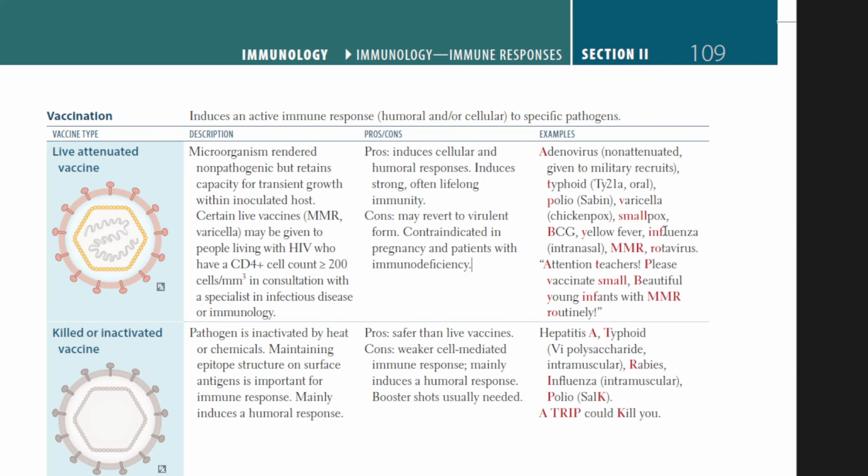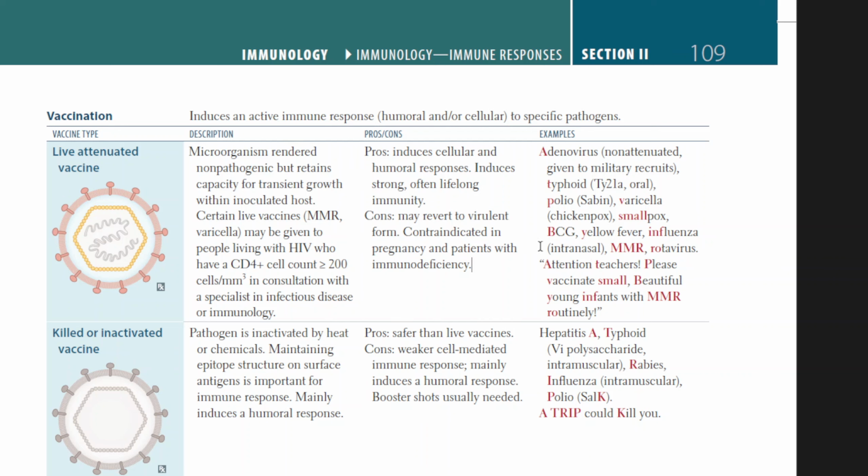BCG, yellow fever, influenza, MMR, and rotavirus. This is the group of vaccines that we have in this group. First group, remember, live-attenuated vaccine: adenovirus, typhoid, polio, varicella, smallpox, BCG, yellow fever, influenza, MMR, rotavirus.